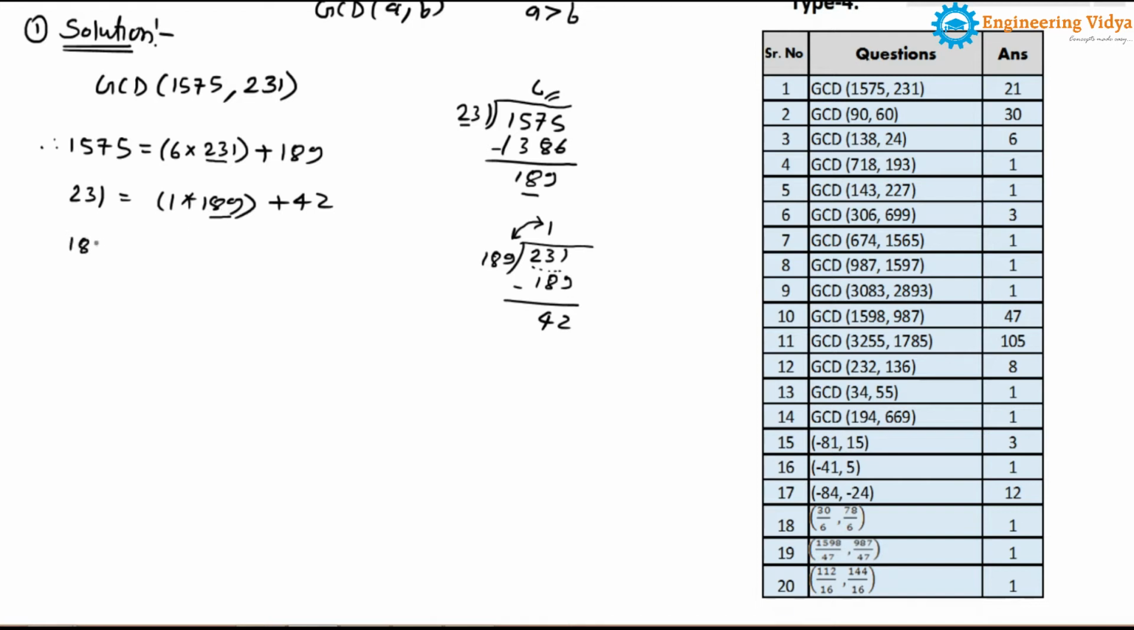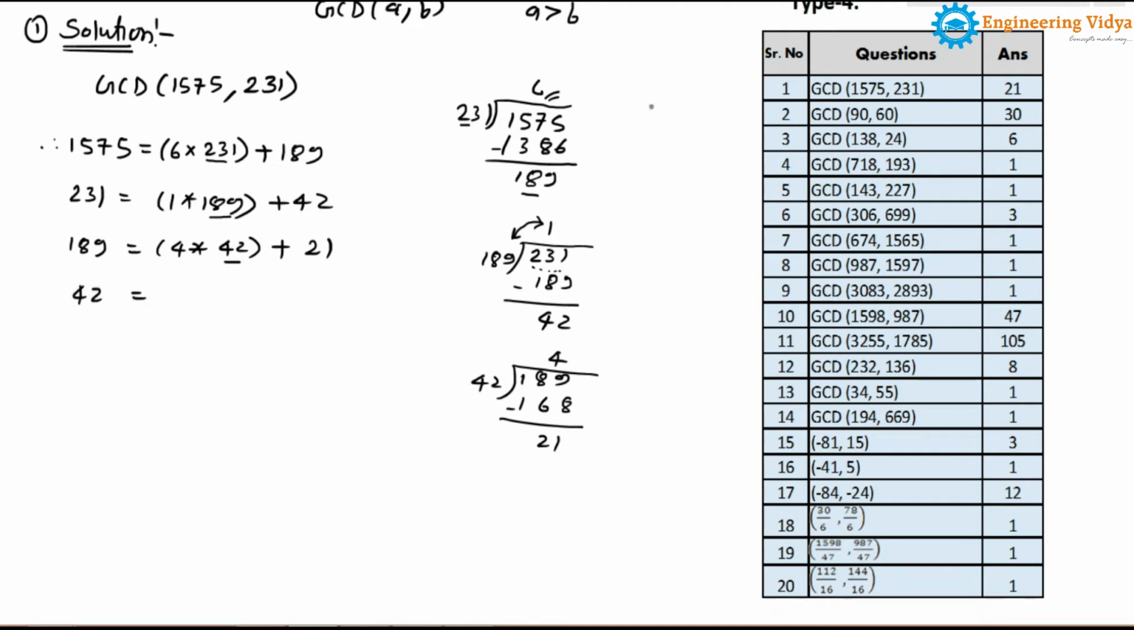Now the second term we have is 189, so again we will write 189 on this side. Again 189 can be written by dividing it by 42. So 189 divided by 42 goes 4 times, and 168 will come, and after subtraction the result will be 21. So here we'll write 4 into 42 plus 21.